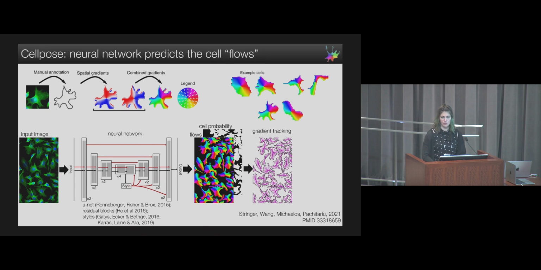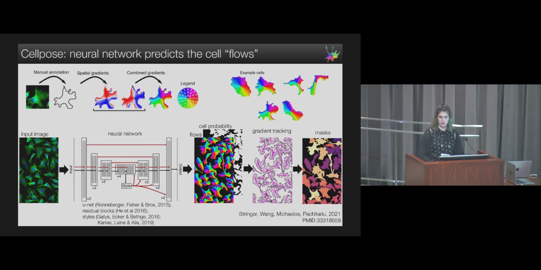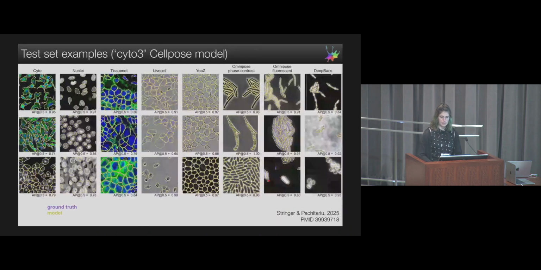After you get the flows from the neural network, we have post-processing steps. This gradient tracking is basically running that dynamical system I described, where you run every pixel with these flows, and all the pixels that converge to the same point get assigned the same cell ID. So you can see here now, if we run the flows, we get an image of masks that looks like this. Cellpose works across a wide variety of cellular images.